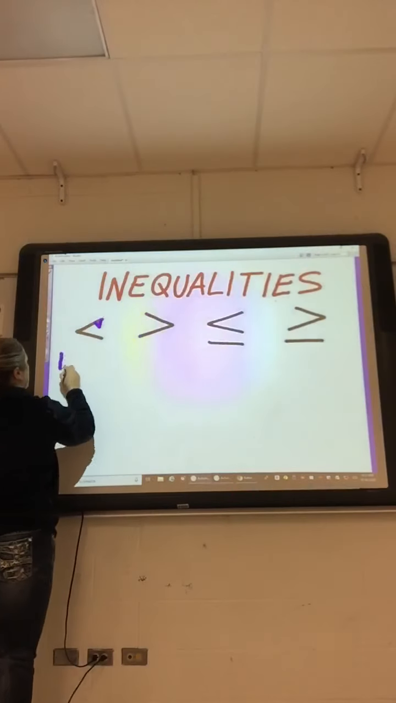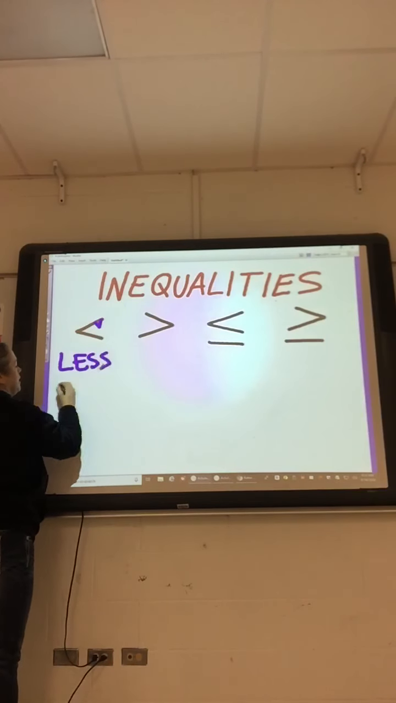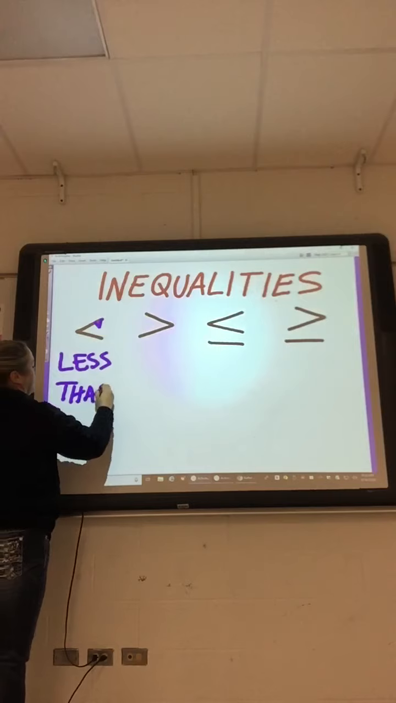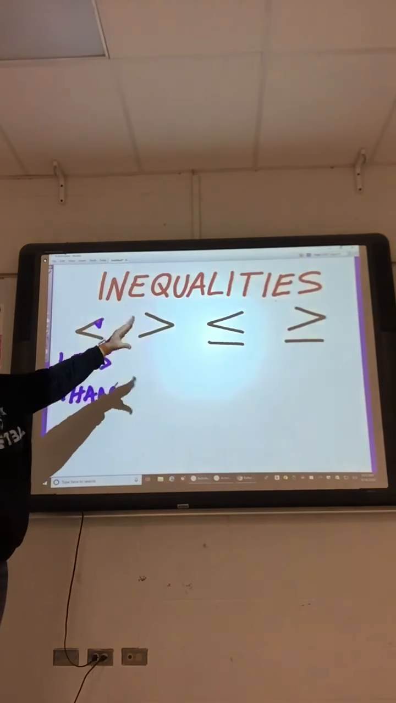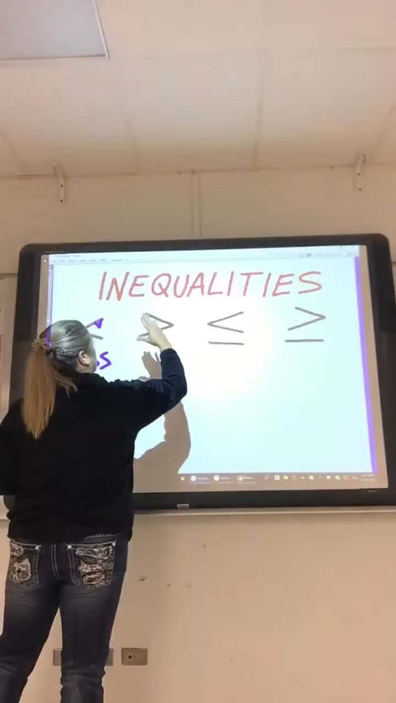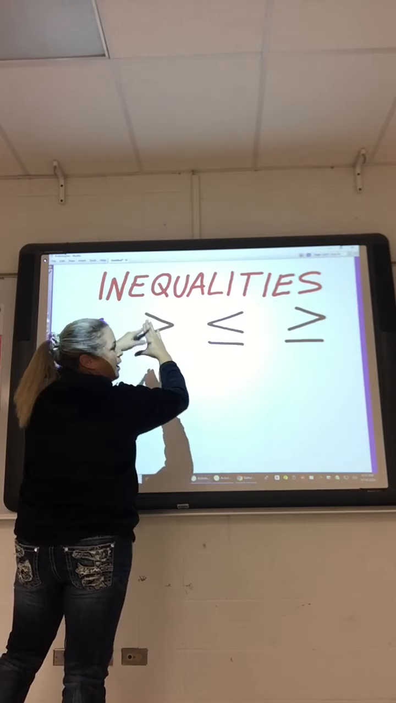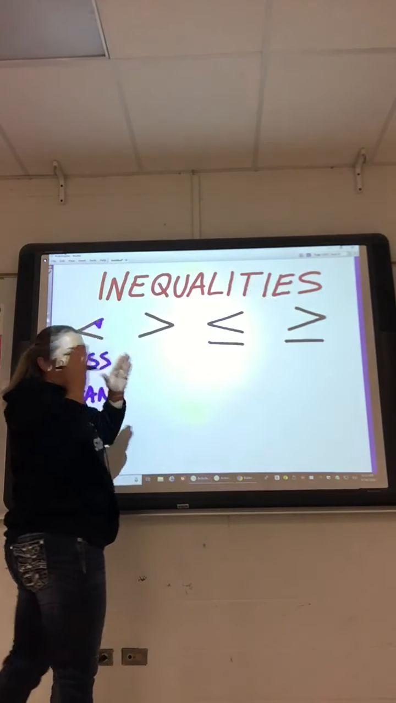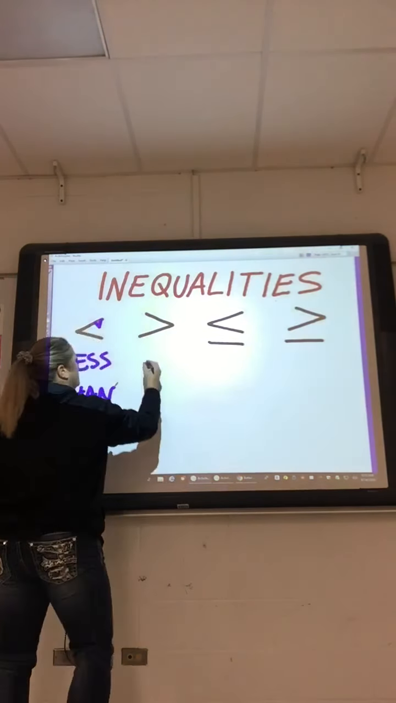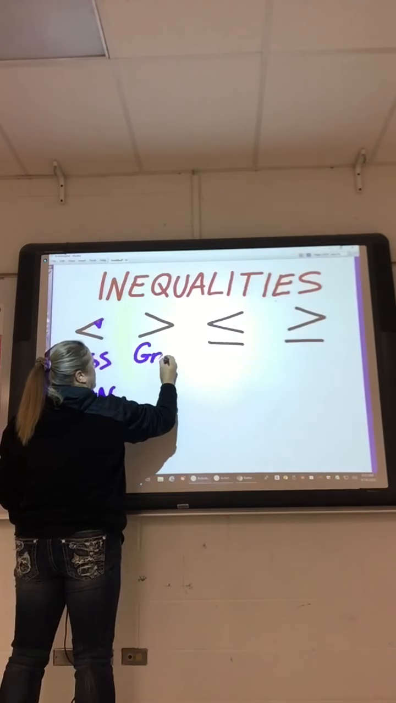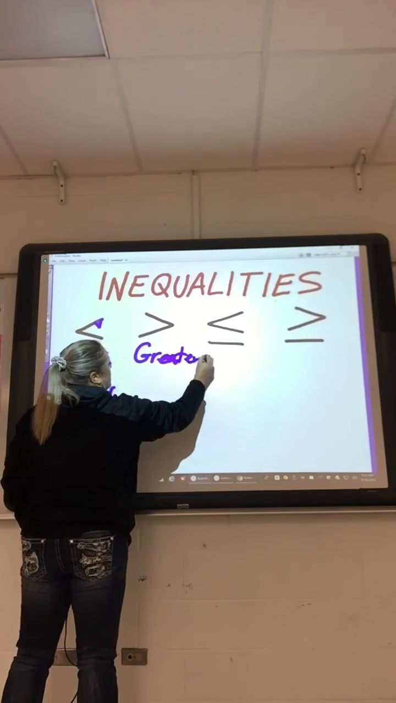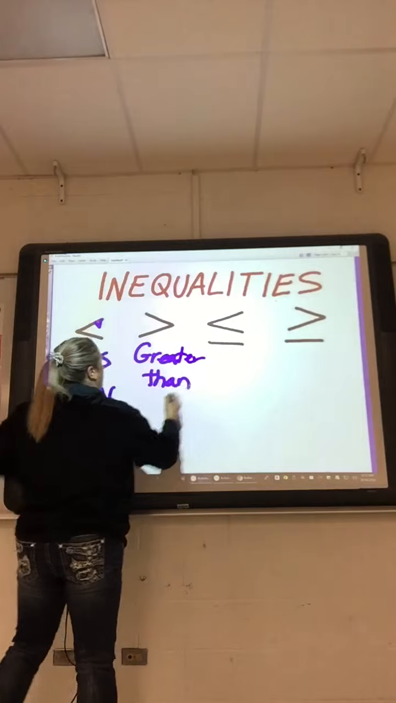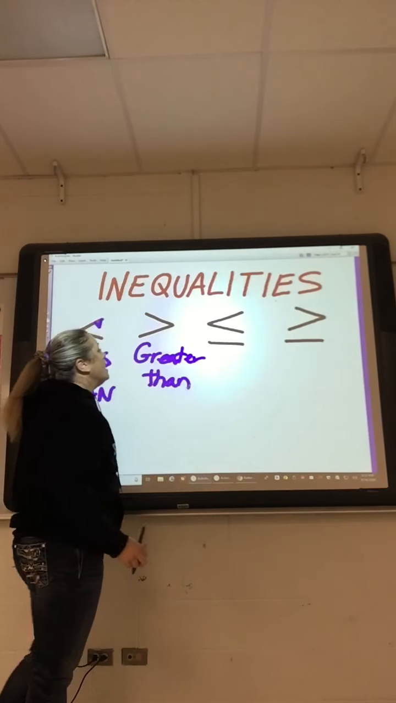So this would be less than. Again, your L. The other way doesn't look like an L, so that's the difference. That's how I remember the difference between the two. This is actually greater than. So again, less than, greater than.